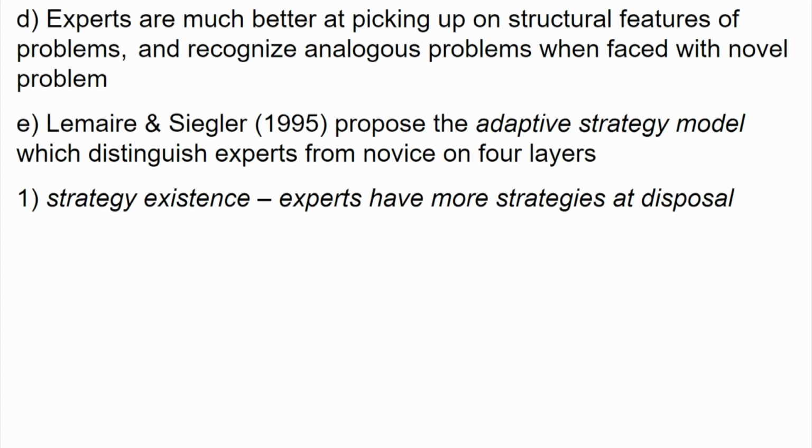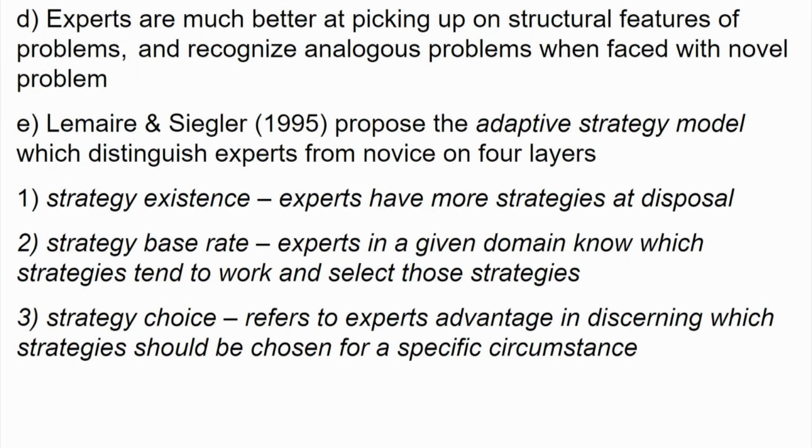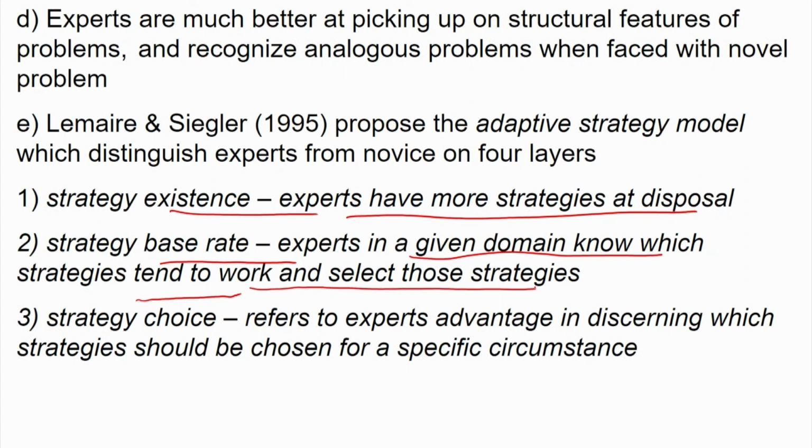Lemaire and Siegler in 1995 proposed the adaptive strategy model, which distinguishes between experts and novices. And what does it say? The first is strategy existence: experts have a greater number of strategies at their disposal. Since they have solved so many problems in so many ways, they have more strategies at their disposal than the novice. Also, strategy base rate: experts know in a given domain of knowledge which strategies tend to work, and they select those strategies.